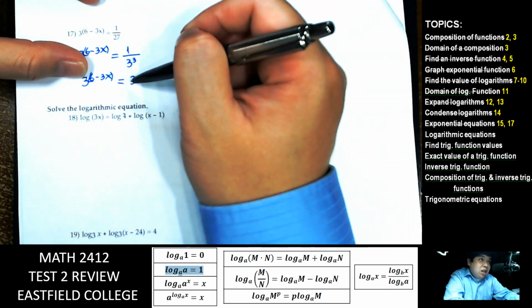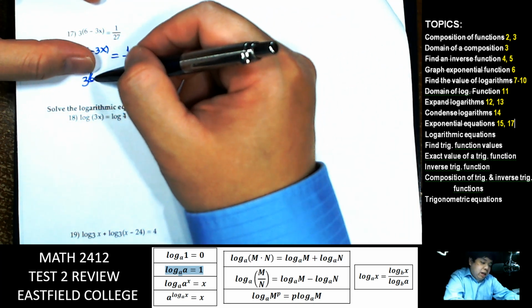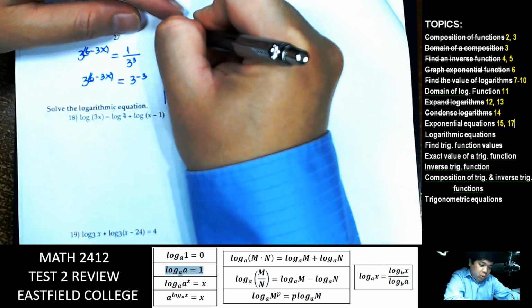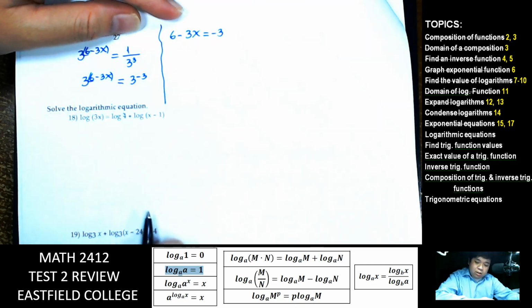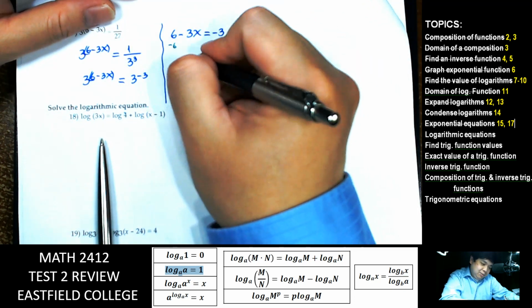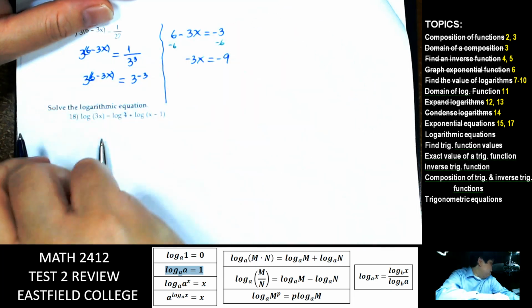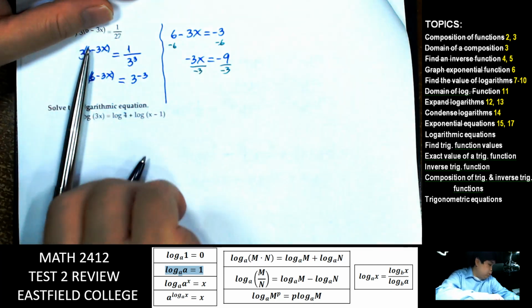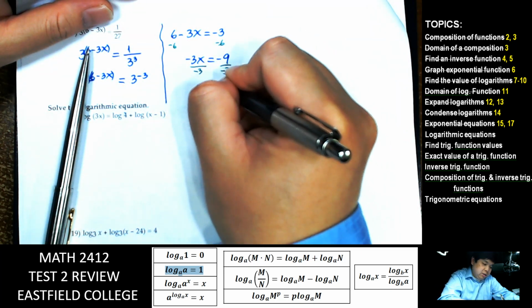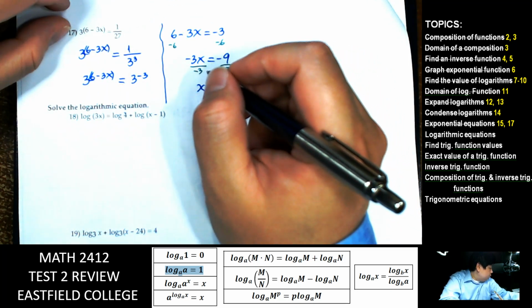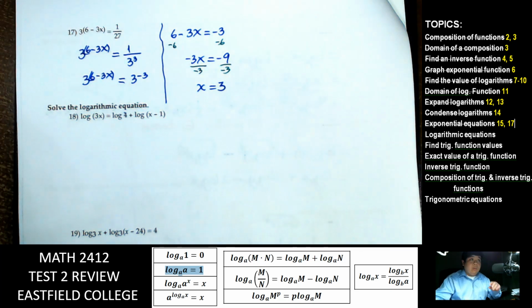And now the bases are equal, so the exponents must be equal. So we write 6 minus 3x equal to minus 3. And then the rest is easy. Minus 6 on both sides, and then divide by minus 3. So x equal to 3. Yeah, so pretty much that.